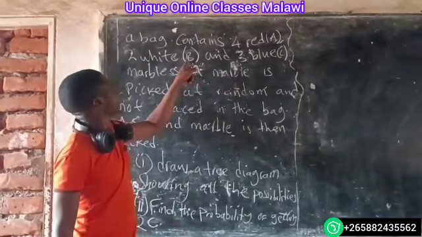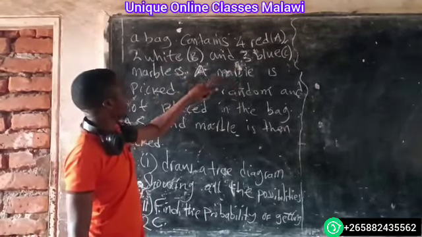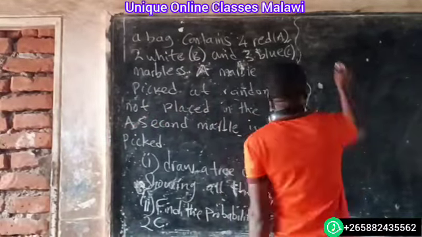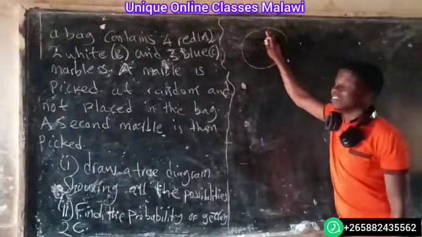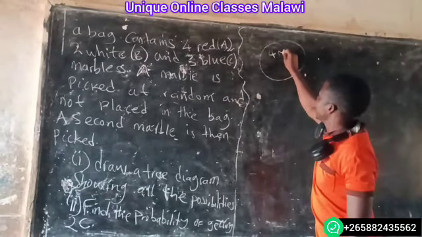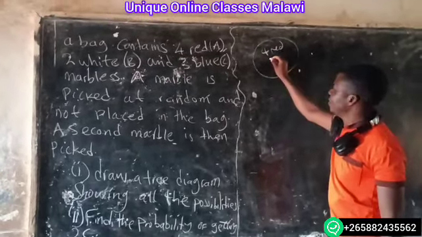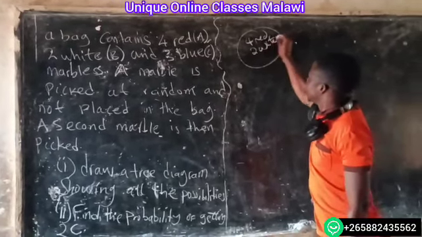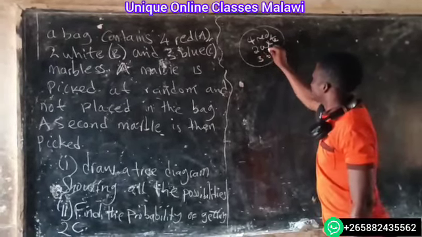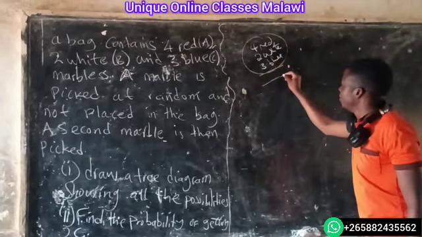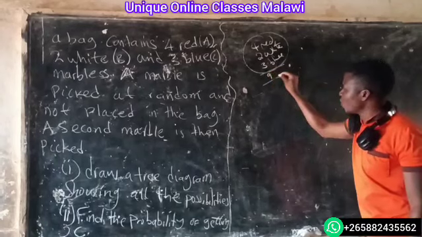A is red, B is white, and C is blue. This is our bag: 4 red, 2 white, 3 blue. The total is 9. Okay.